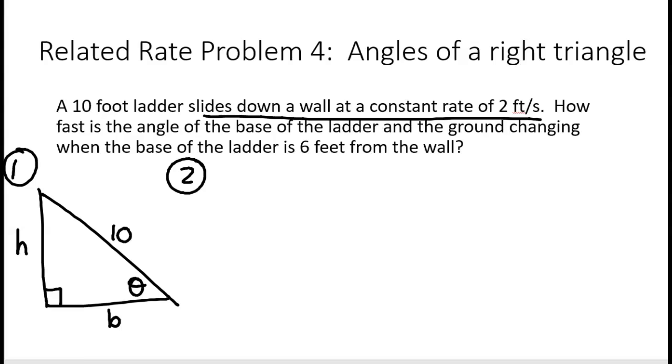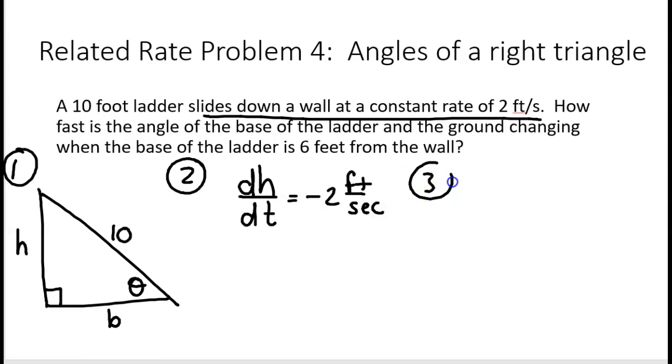So if it's sliding down the wall, which variable does that tell me the rate of? That would tell me the rate of h. And so it's dh/dt that is the rate they've given me. And since h is decreasing as the ladder slides down the wall, the h gets smaller and smaller, right? We're going to say that that's negative 2 feet per second.